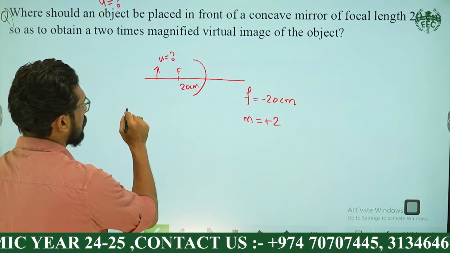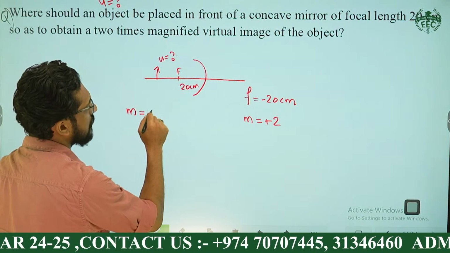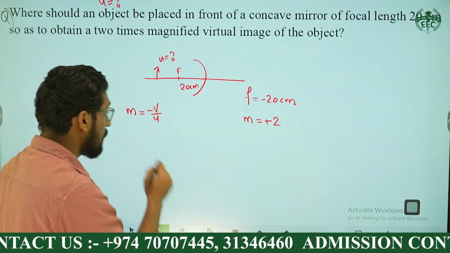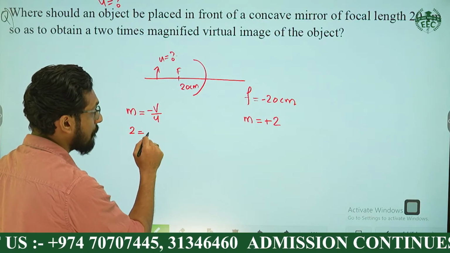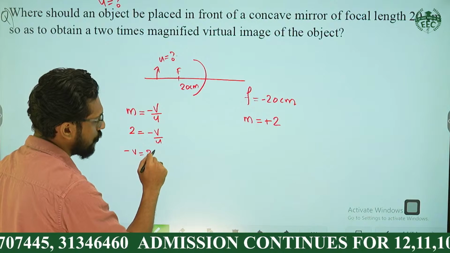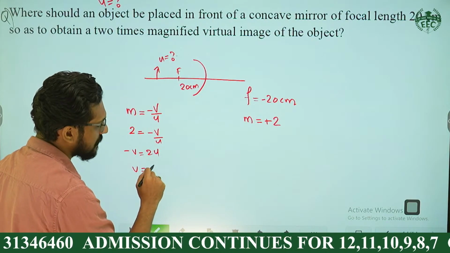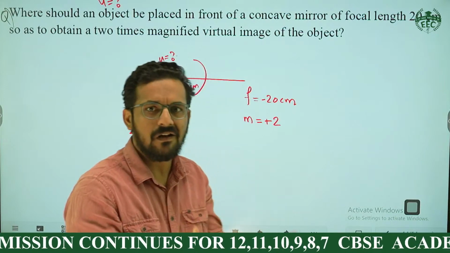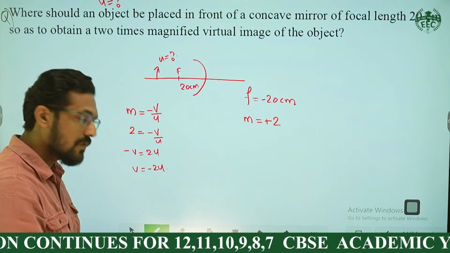So from the magnification, you can have a term for V. How will that be? What is the equation for magnification? That is minus V by U. It is given in the question, right? That's 2 is equal to minus V by U. So minus V will be 2U. What is V? That will be minus 2U. So you have a term for V now. Then put this term into the mirror formula. You will get an answer.